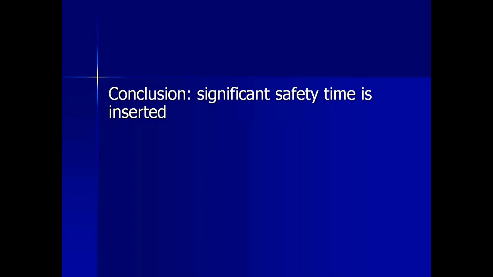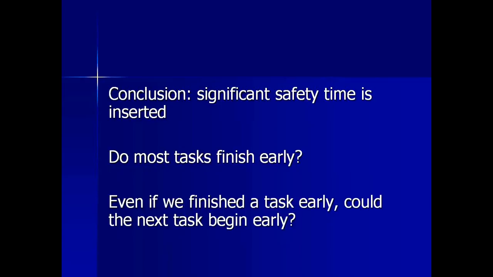Actually, significant safety is inserted not only in each task, but usually project managers insert it in the project overall as well. Now the question is, if we're inserting all of this safety time, then do most tasks finish early? Given that probability distribution, we should see them closer to the A time, and occasionally some moving between the A and B times. Even if we finish a task early, could the next task begin early? Well, we see in projects that most tasks don't finish early.